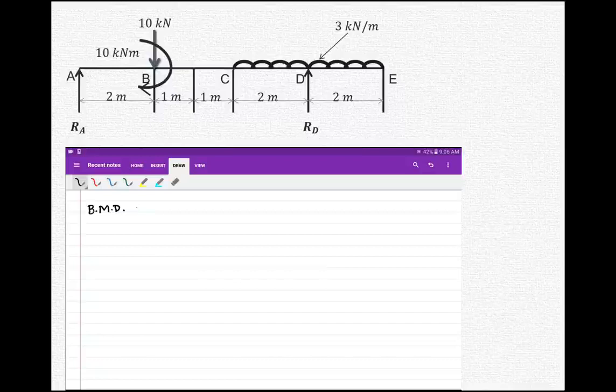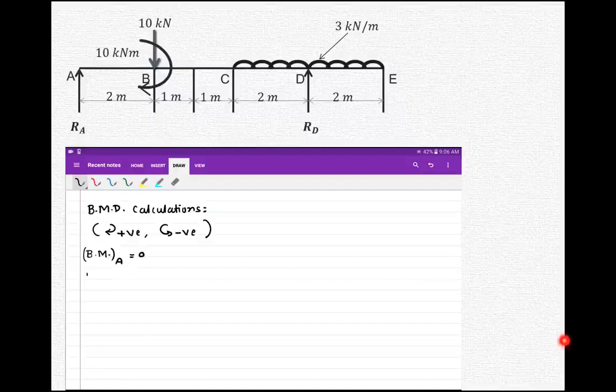So let us start with the bending moment diagram calculations. Conventions used are clockwise positive and anti-clockwise negative. Bending moment at point A will be 0 because there is no other force that is acting on the left hand side of A.